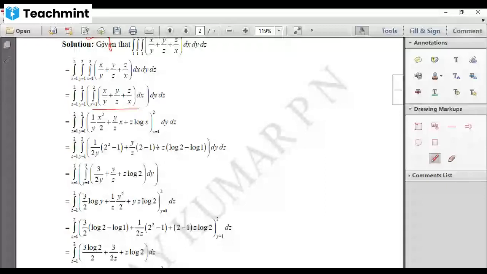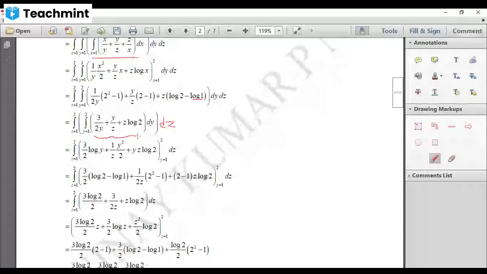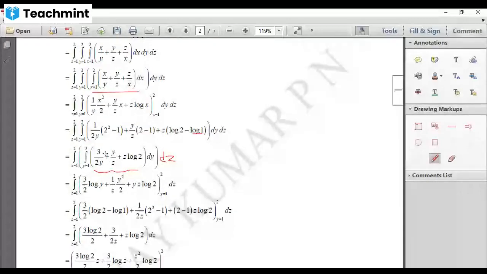Now here 2 square is 4, 4 minus 1 is 3. So 3 by 2y, 1 into y by z, and log 1 is 0. So log 2 will remain, z log 2. Now we have to integrate with respect to y. After the integration with respect to x, we got the answer which does not contain x. So one variable has been removed or replaced. Now we are having only two variables.